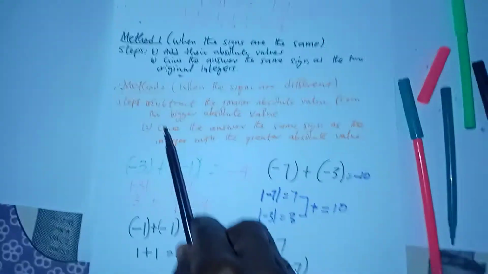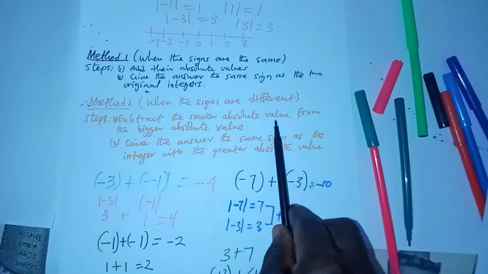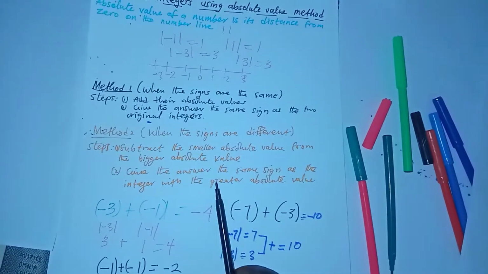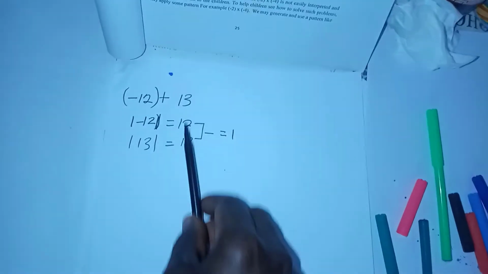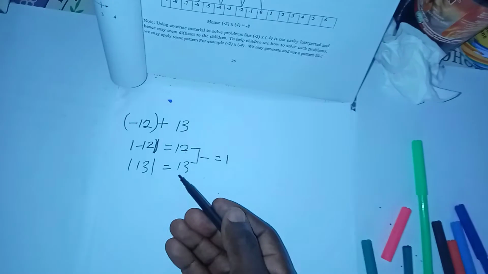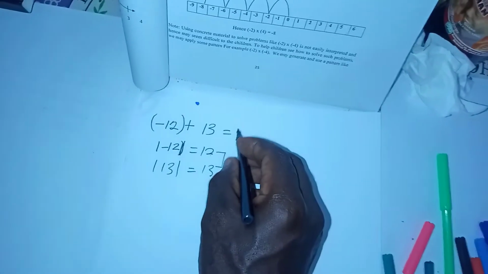Now we are looking at these two. It says subtract the smaller absolute value from the bigger one. So we take away 12 from 13, and give the answer the same sign as the integer with the greater absolute value. In this case, if you look at 13 and 12, which one has the greater absolute value? It is 13. And the sign for 13 is positive. So we have positive 1, because the signs are different.